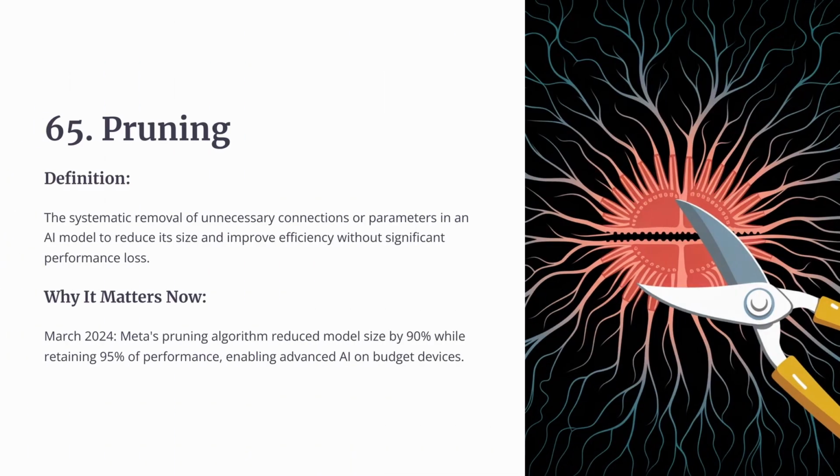Pruning is the systematic removal of unnecessary connections or parameters in an AI model to reduce its size and improve efficiency without significant performance loss. This is exactly like pruning a tree, removing unnecessary branches to make it healthier and more efficient. Meta's achievement is remarkable because they found a way to remove 90% of the branches while keeping 95% of the tree's fruit. It's making advanced AI accessible to everyone.